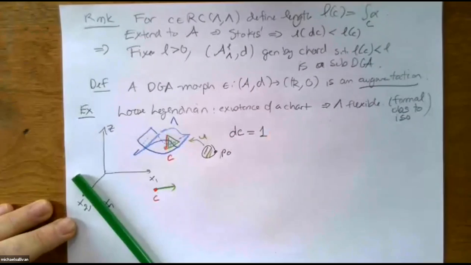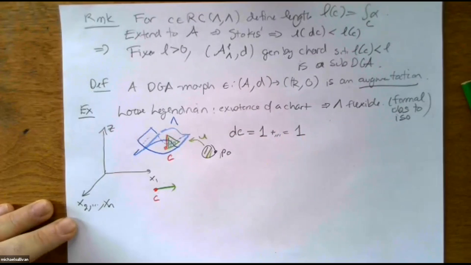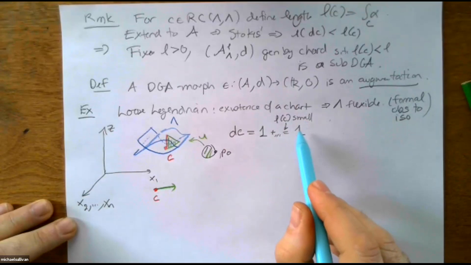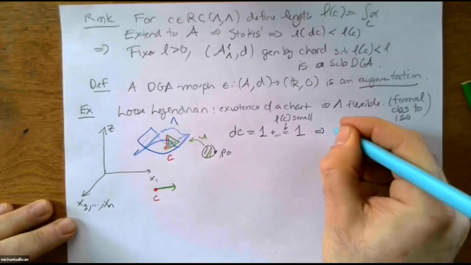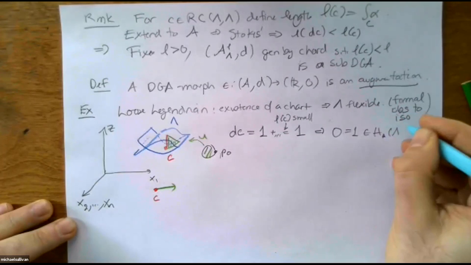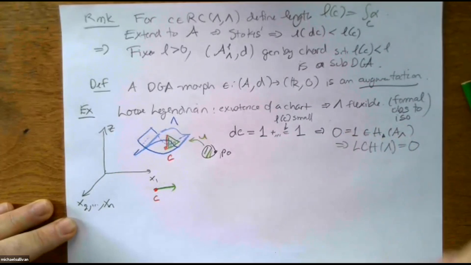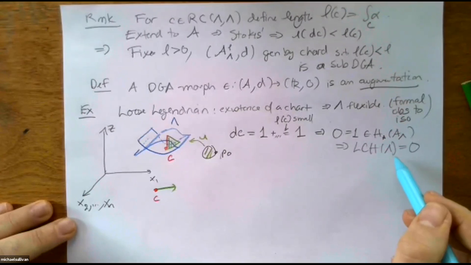Okay, so because of this disc, you get at least a one here. And in fact, you also get just a one if you make L of C small. You can easily see this if L of C is small. In fact, even without L of C being small, you should be able to say this. But at the very least, you have this statement. Okay, so what does that imply? So that implies that zero is equal to one in this Legendrian contact homology. So that implies that the LCH vanishes. So for a loose Legendrian, this part of the Legendrian contact homology is destroyed.